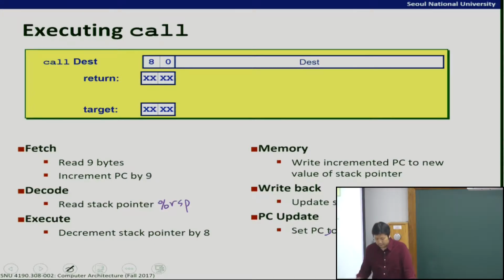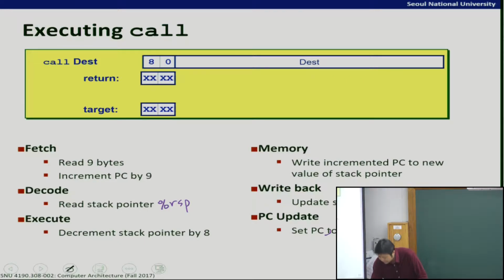Okay, and in execute stage, we decrement stack pointer by 8 because we want to push a new entry, which is return address. And pushing means the stack grows downward. So if you want to push an entry, you have to decrement the stack pointer by 8. In memory stage, we write the incremented PC to the new value of the stack pointer.